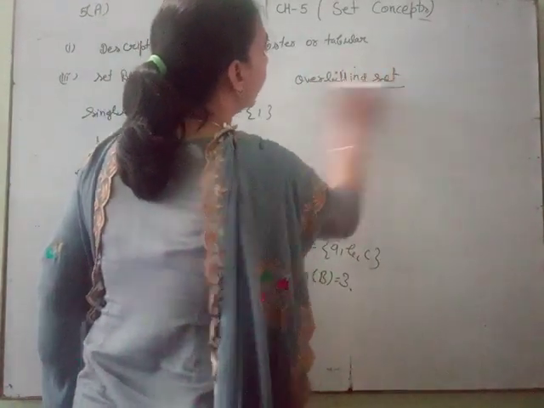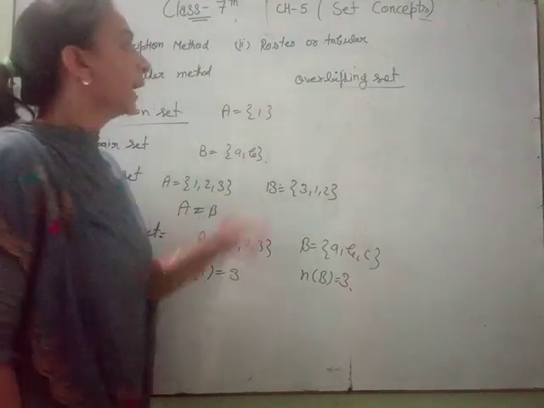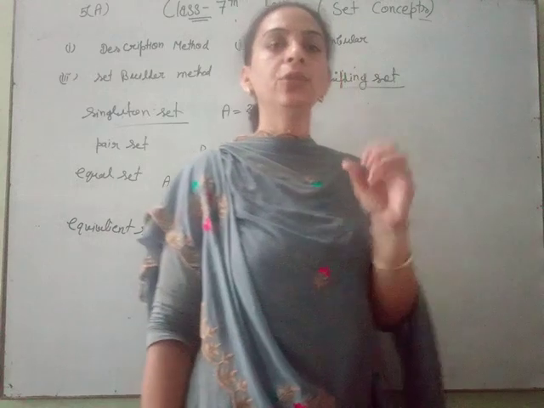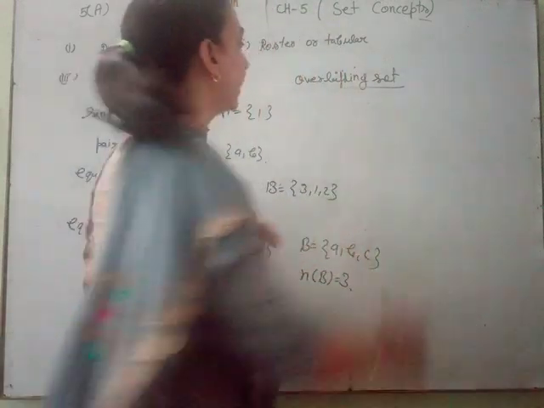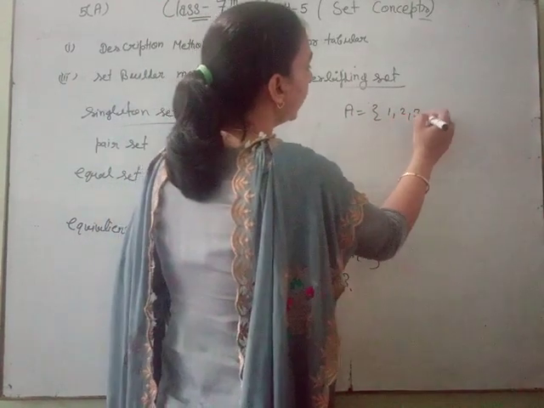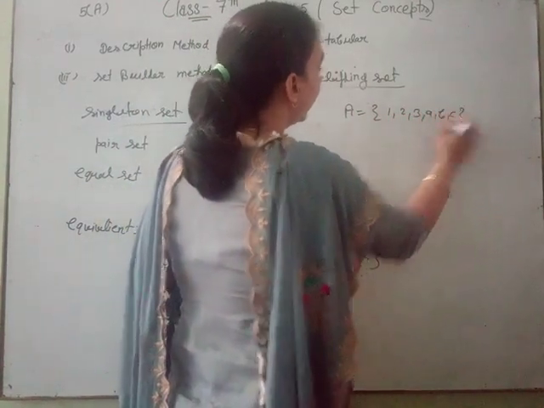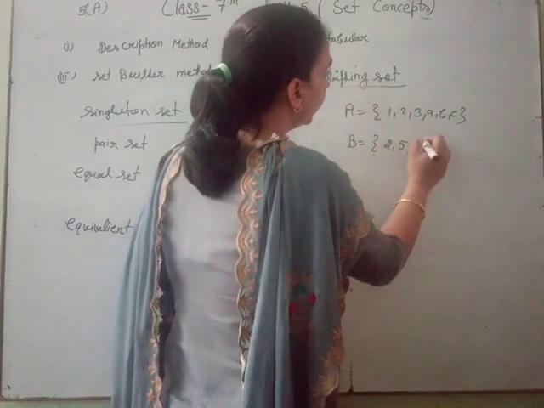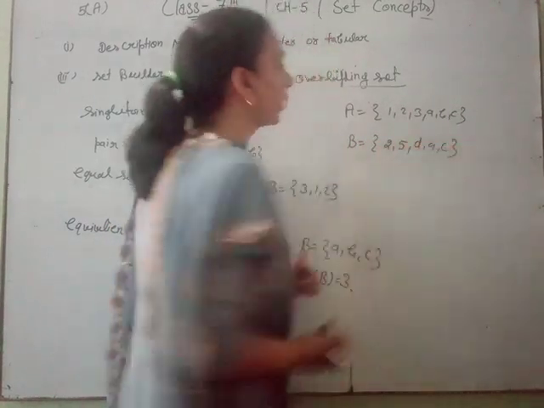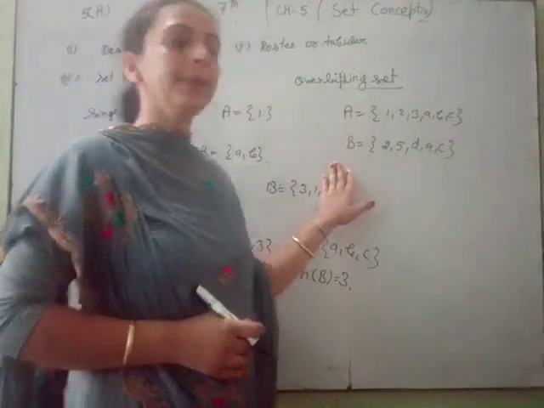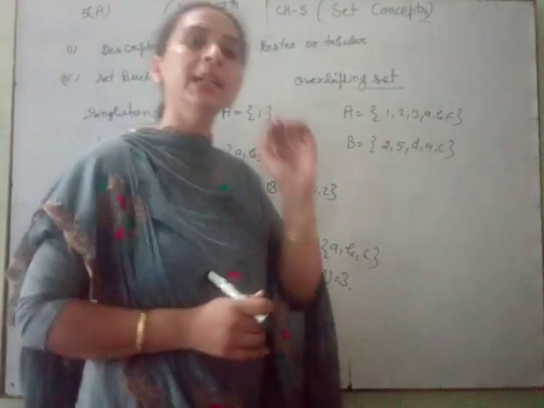Overlapping set. What is an overlapping set? If there are some common elements in two sets, then these two sets are overlapping. For example, in set A: 1, 2, 3, a, b and c. In set B: 3, 5, b, a and c. We say A and B are overlapping because there is at least one element common.